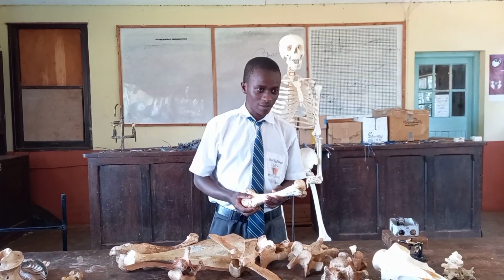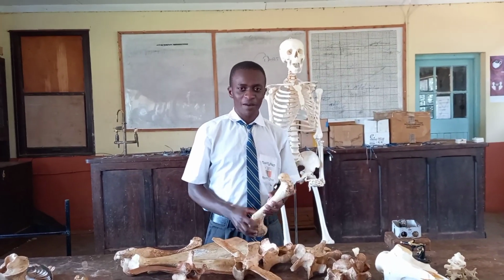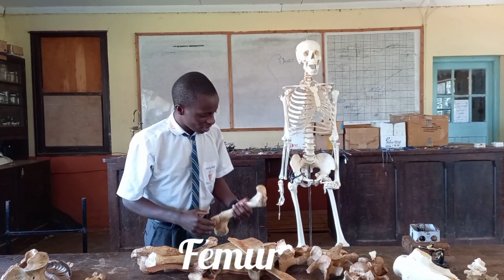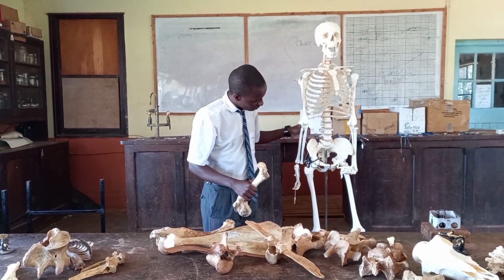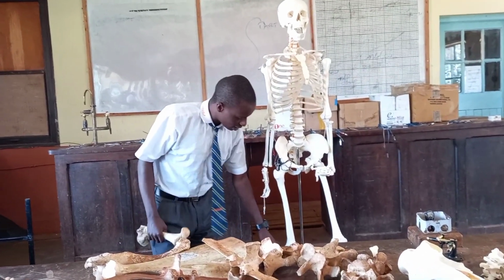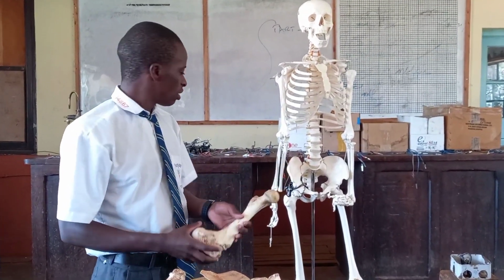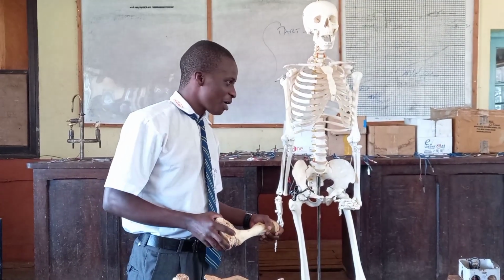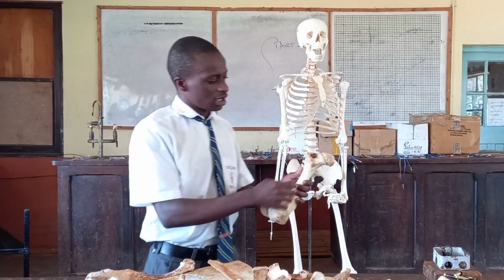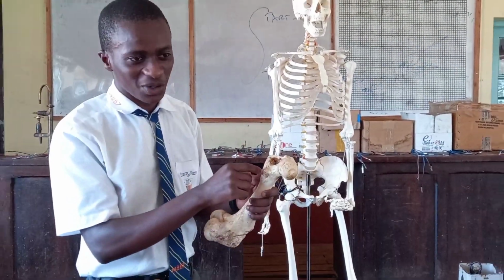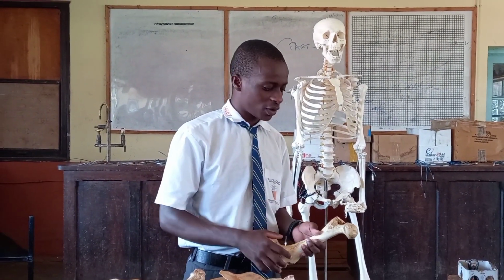My name is Alex Maina. I'm from 4I, and I'm here to present the femur. It is a long bone found between the pelvic girdle and the knee. The first part is its head, which articulates with the acetabulum of the pelvic girdle to form a ball and socket joint. Here we have the lesser trochanter and the greater trochanter, which provide surface for attachment of muscles.